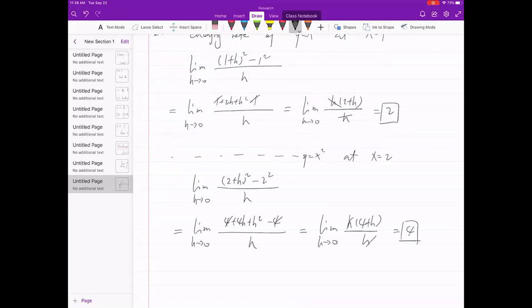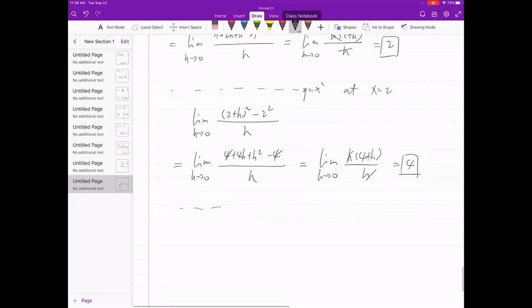Equals 4. Make sense so far? Now, I'm going to ask you, what is the derivative of y equals x squared at x equal to 3? What do you say? You must be kidding me. Okay, I have to repeat that thing again and again and again.